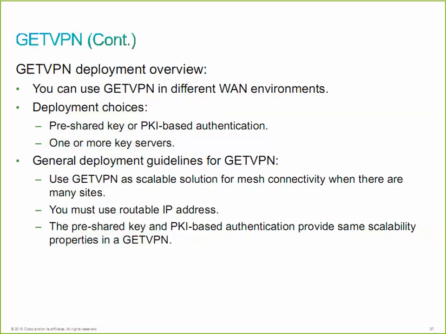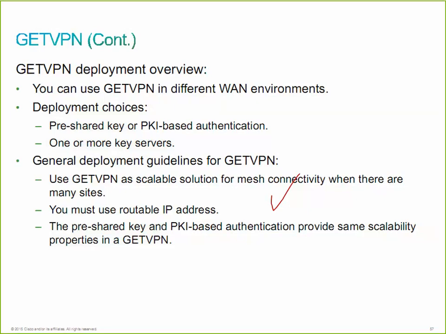There are some guidelines you should consider when you're implementing VPN using GetVPN, and those are listed here at the bottom of the slide. It's recommended, for example, that you consider GetVPN as your primary technology so that you get that scalable full mesh connectivity between all your sites. Also, if you're implementing GetVPN over the internet, you have to use routable IP addresses on all your networks that are included in the VPN. Not very practical at all, obviously.